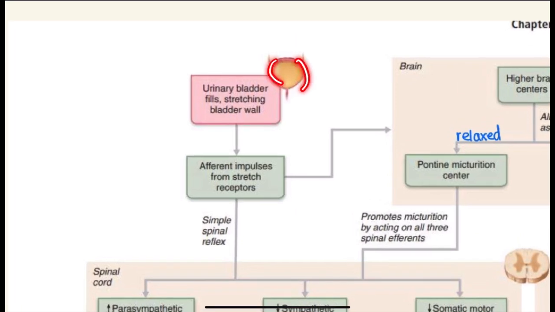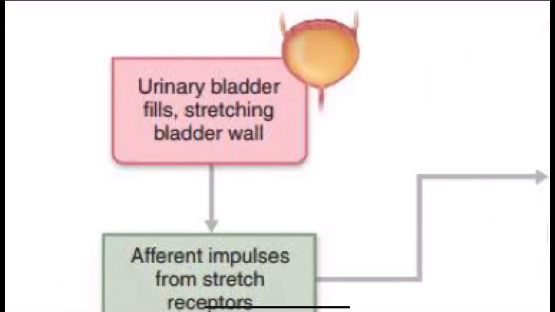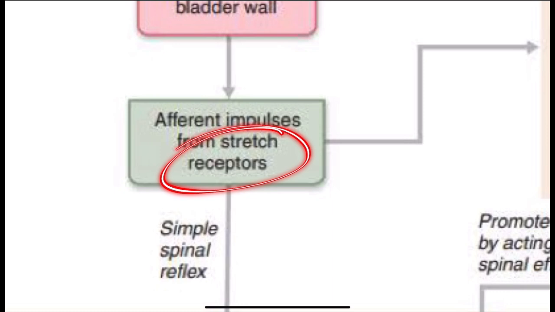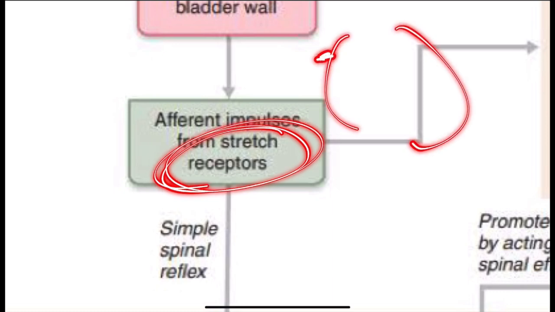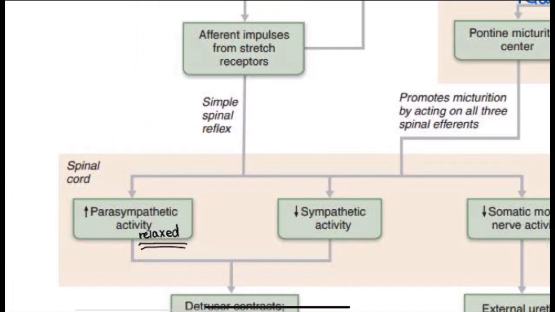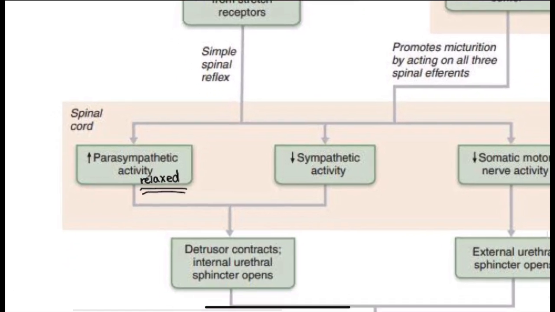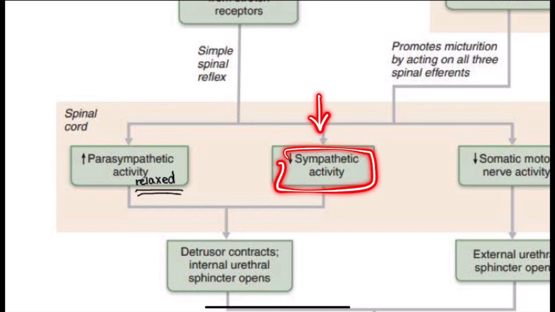So I have the urinary bladder over here, and the urinary bladder is filled with urine. What would happen to the walls? The walls are going to stretch, right? So in this area, we have something called afferent receptors. These are going to send impulses from these stretch receptors to the brain, saying this has stretched. And what would happen? A simple spinal reflex is going to happen, where the parasympathetic activity in the spinal cord is going to be increased and the sympathetic activity is going to be decreased.